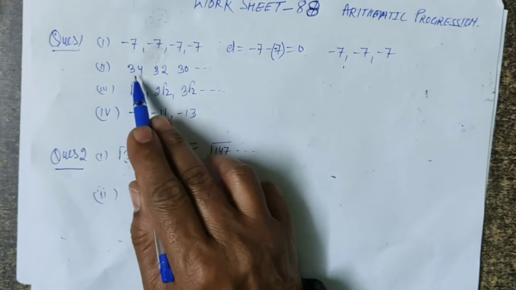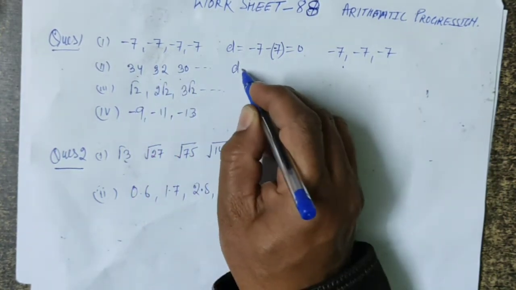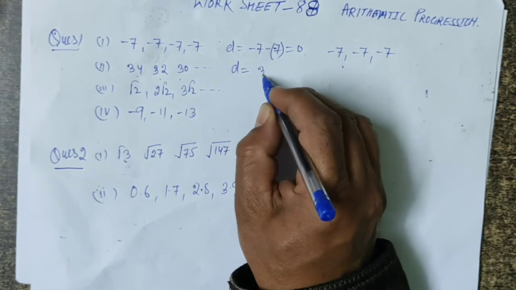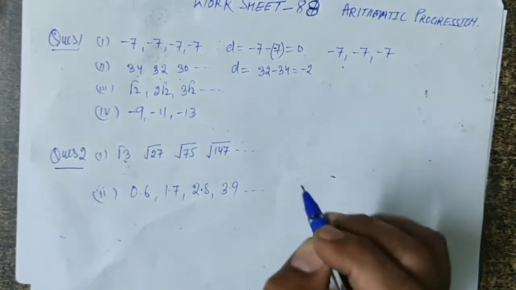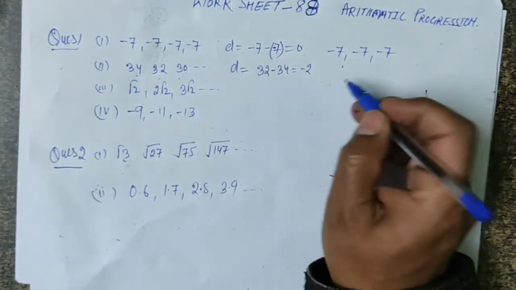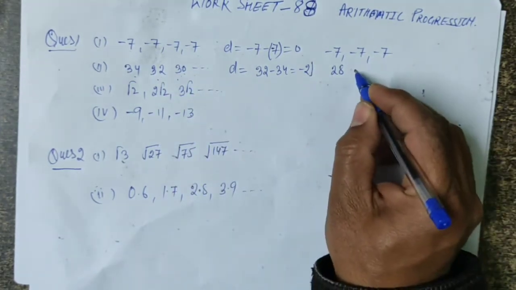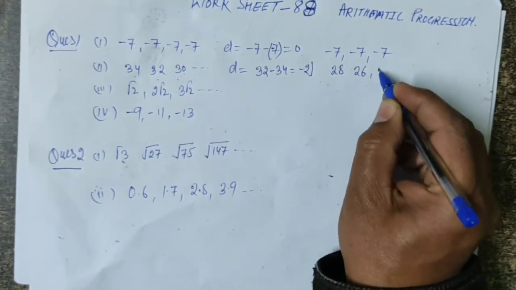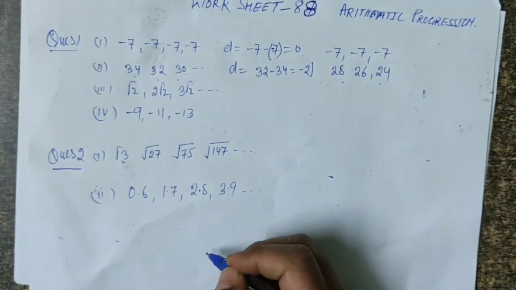Now go for the second, 34, 32 and 30. If we find the common difference, it is 32 minus 34, it is -2. Hence the next three terms will be 30 minus 2, that will be 28. Then 28 minus 2, that will be 26, and then 24. These are the next three terms.